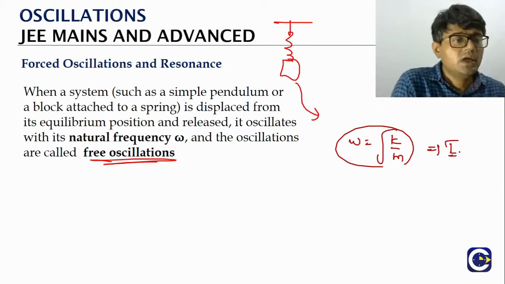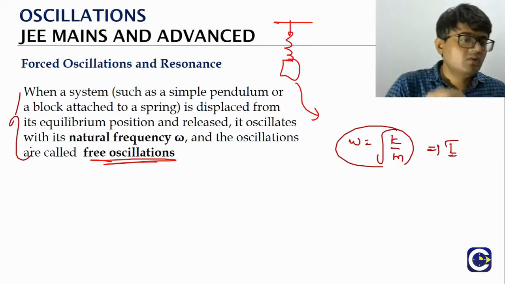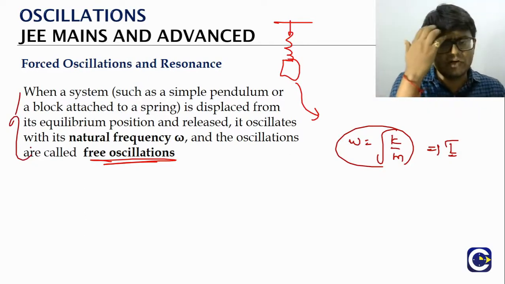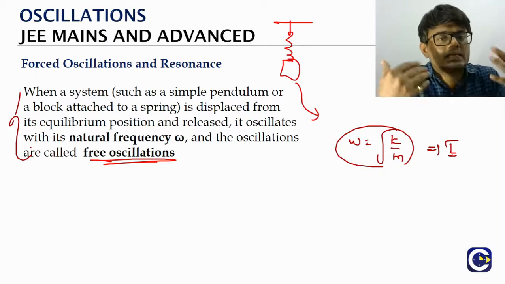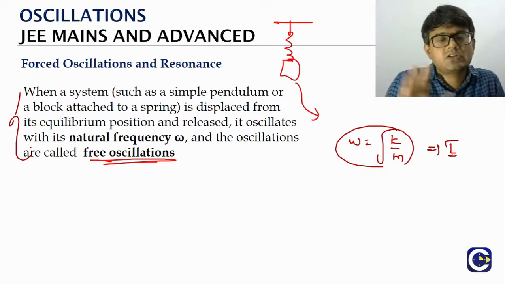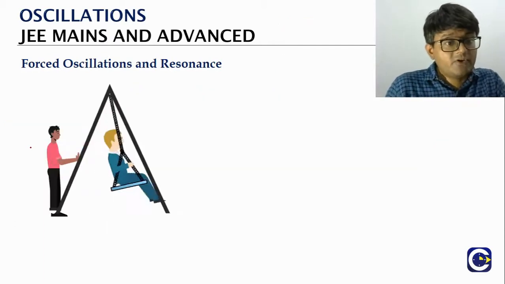So we don't have the coverage of how each and every object will have its natural frequency determined, and all these things are a little bit beyond our purview. But the idea is that for every object, if you give some disturbance and let it oscillate, it is going to oscillate with its natural frequency. Such oscillations are called free oscillations.